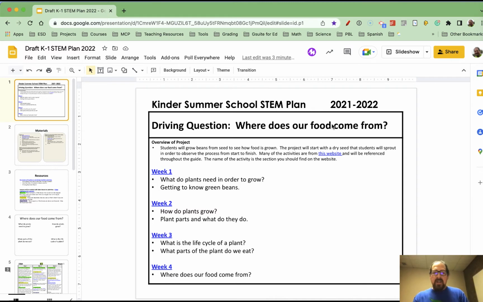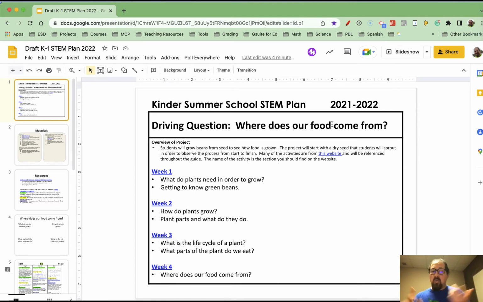So, first thing, if you look at the very first slide, driving question, where does our food come from? That is the key question we're trying to answer throughout the entire thing. By the end of the unit, the goal is that students have pictures and they have plants and all kinds of things that they can use to explain and describe where their food comes from. So that's the goal. Have the weeks broken out, 4 weeks.